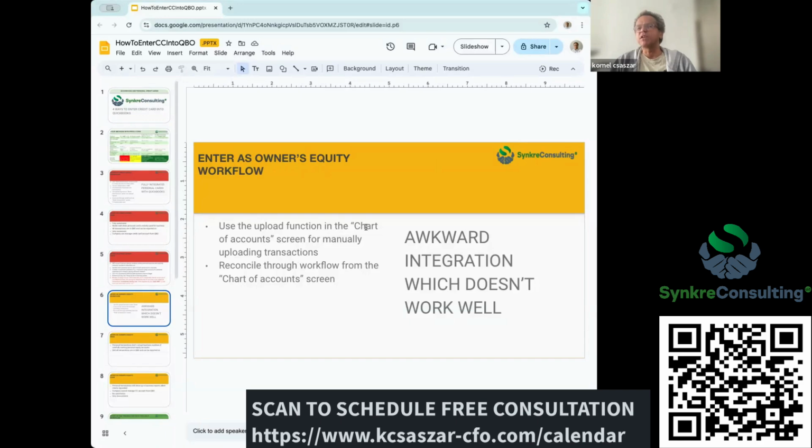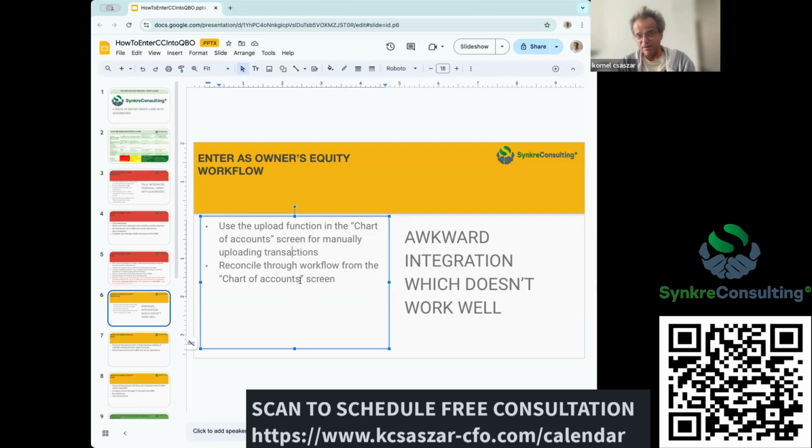You have to import the transactions in the chart of accounts, not in the bank transactions, because bank transactions will no longer work for you because equity accounts are not normal. They're not bank transactions. And the next step is to reconcile from the chart of accounts screen. Again, you can reconcile all these accounts, but it's not the same kind of neat automated workflow that you're used to in bank transactions, like when you reconcile your bank accounts. It doesn't work quite as well.